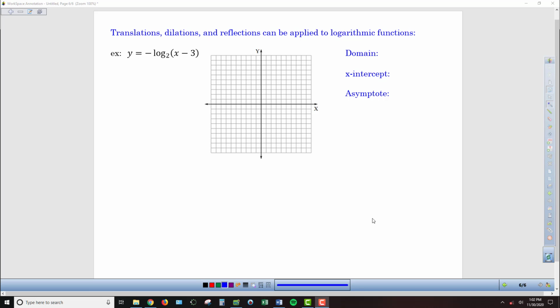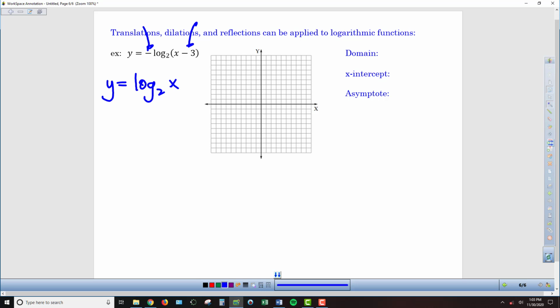A good place to start would be perhaps to just graph y equals the log base 2 of x. So ignore the negative that's out front and the minus 3 that's on the inside, piece this graph together, and then see how the reflection in the x-axis and the translation of 3 in the horizontal direction will impact our graph.